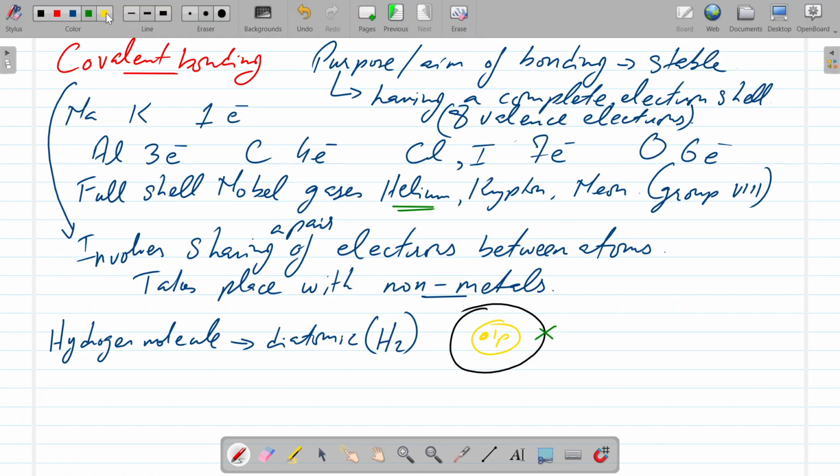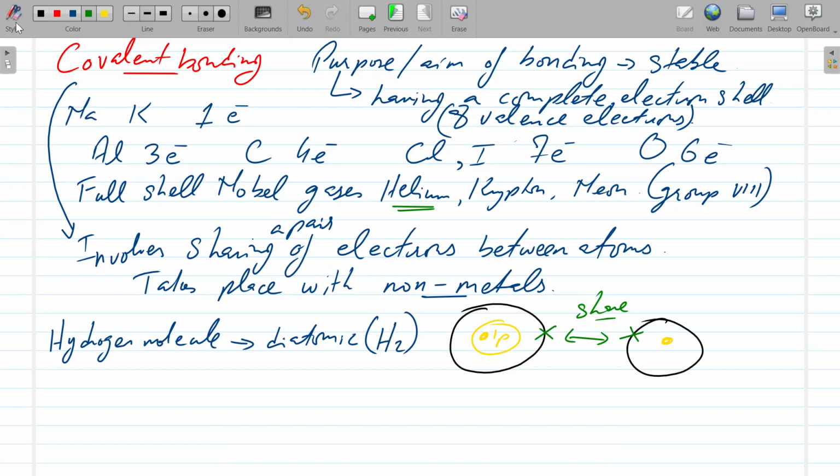So what happens is you've got 2 of these guys, you've got another hydrogen atom over here with 1 electron, and they share. And what do they look like when they're sharing? They look like this. The yellows are the nucleus, not drawn to scale or accuracy.